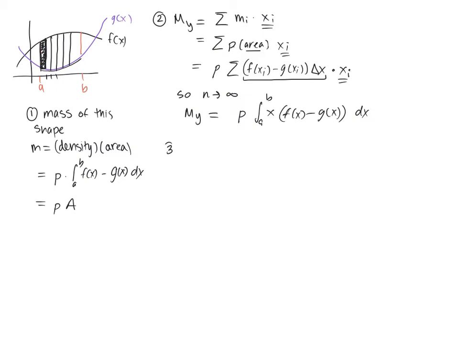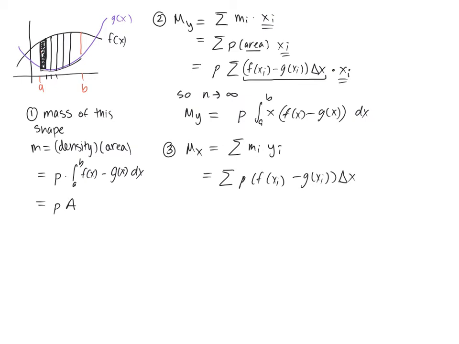Okay, and then how about the mx? So mx is still sum of masses. Now it's times the yi's. Will the masses change from the previous problem? No, so that's still going to be rho f of xi minus g of xi delta x.